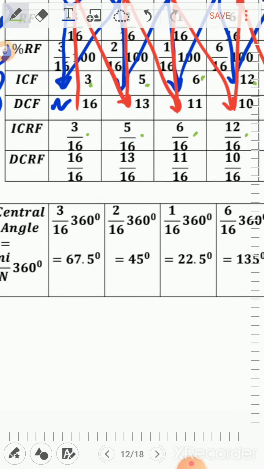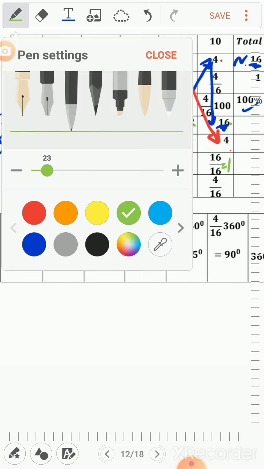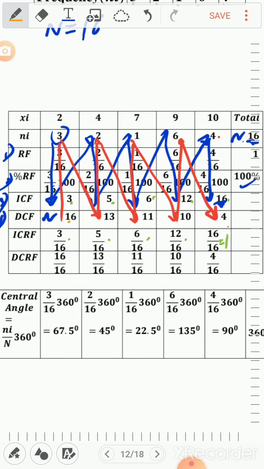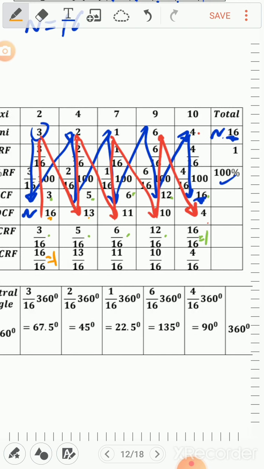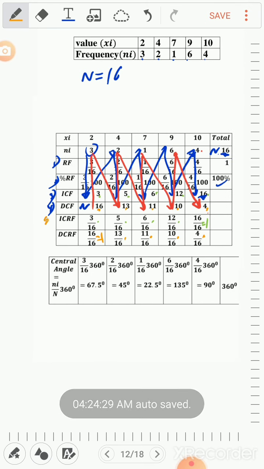Decreasing cumulative relative frequency is the decreasing frequency over the total. 16 over 16 here equal 1. Now the next one, 13 over 16 here. 11 over 16, 10 over 16, 4 over 16 here. Okay, this is part 5, part 6, part 7.